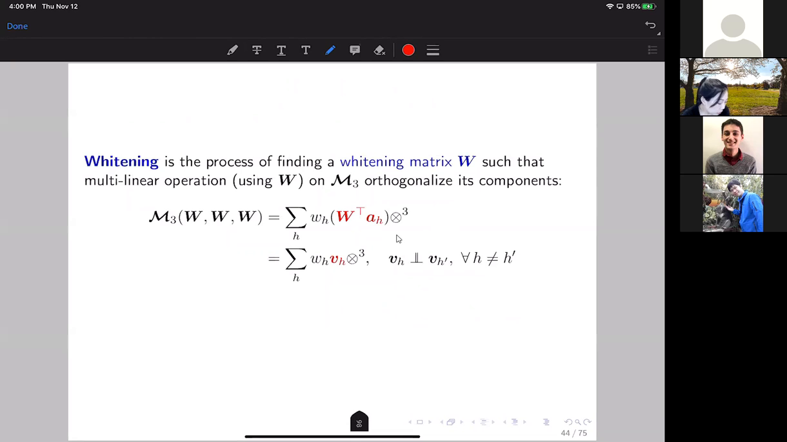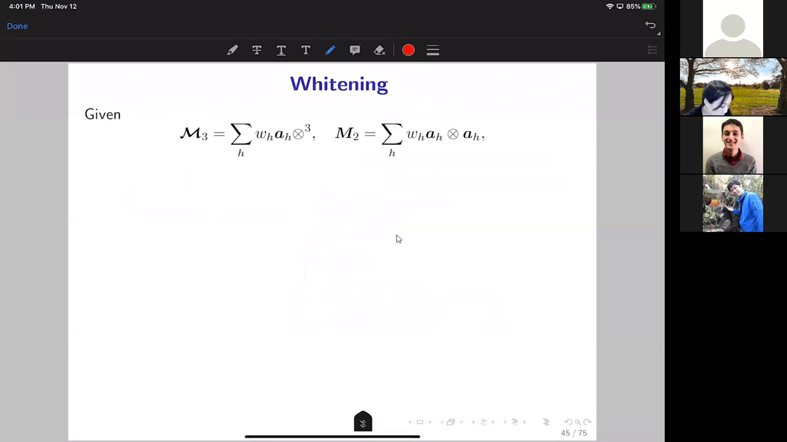Okay, so first let's understand how whitening works. Based on this equation here, you can see M3 under the multilinear operation WWW can be written in this form, simply by definition. Now, what are the components of this tensor? It is actually W transpose AH, and we denote it as VH. So we want to make sure that W is such that the VH's are orthogonal to each other. Okay, so how do we do whitening?